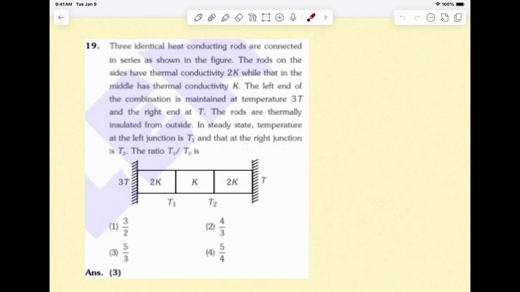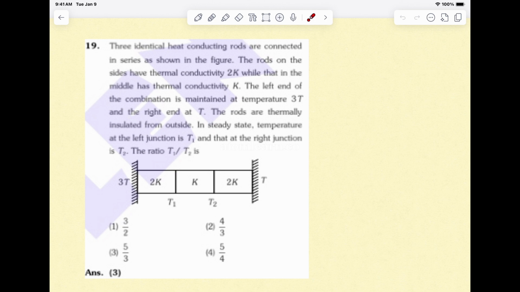Therefore, now there are two walls. One is the hot end, and then the cold end. This is 3T temperature. This is T temperature, and there are three identical rods, whereas the conductivity will be different. Okay, three rods, 1, 2, and 3. Conductivity is different, 2K, K, and 2K. Otherwise the area of cross section as well as length are all identical.